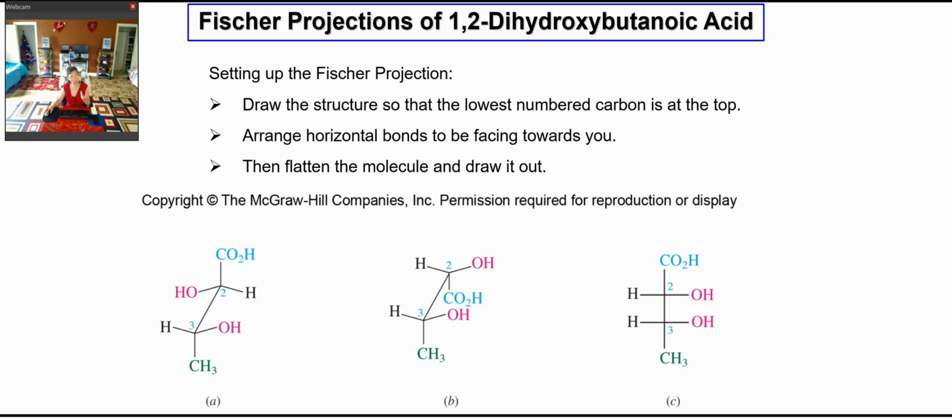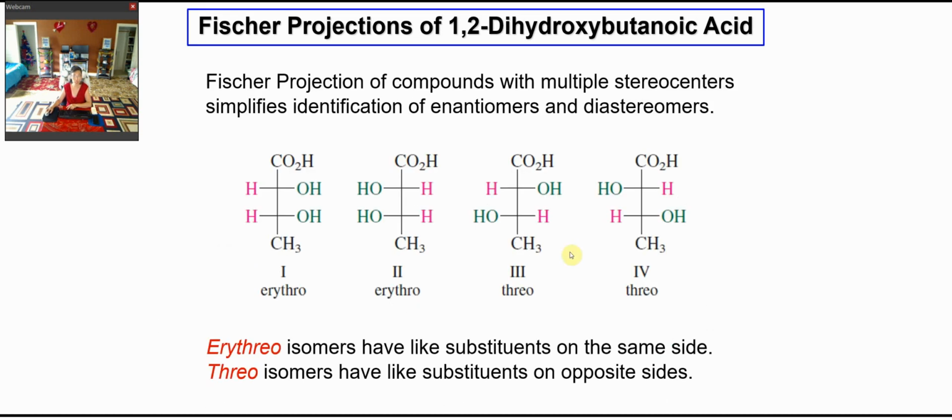For different configurations, you can have a different approach to draw the Fischer projections. Within your Fischer projections, we need to note there are 2 different types of isomers. One type is where the two like substituents are located on the same side. You call those isomers erythro. Erythro isomers are the isomers with the like substituents on the same side. If these two like substituents, OHs, are located on the opposite sides, you call those isomers 3 and 4 threo isomers. These threo isomers have the like substituents located on the opposite sides of your molecule.